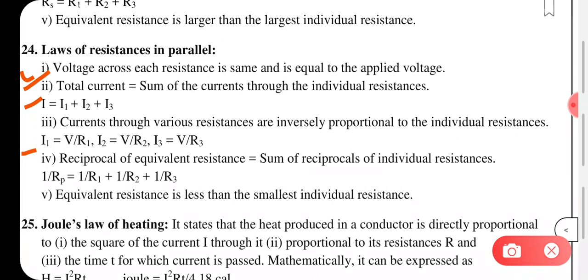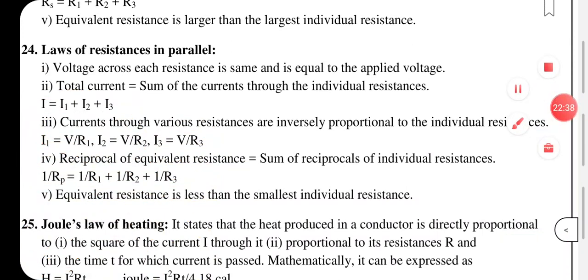So total I is I1 plus I2 plus I3, but what is I1? I1 is V upon R1, I2 is V upon R2, and I3 is V upon R3. This is important, you remember this.